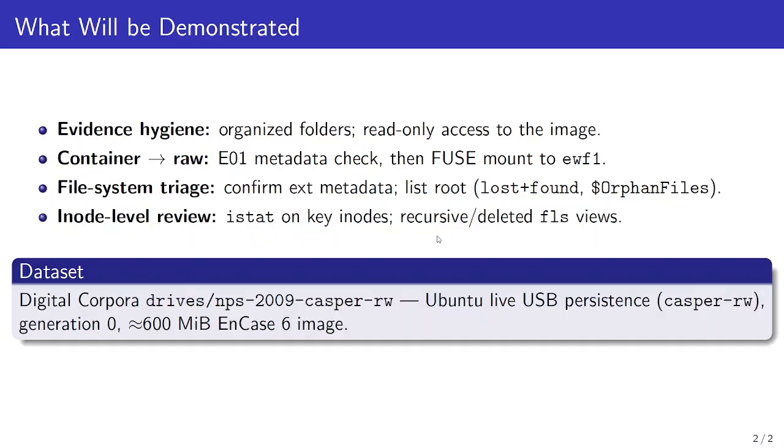What will be demonstrated? We'll explore what is inside the image, and we'll use The Sleuth Kit: fsstat for file system details, fls to list directories including orphaned and deleted entries, and istat to inspect inode metadata. So you can see how to move from a sealed E01 container down to file system and inode level evidence.